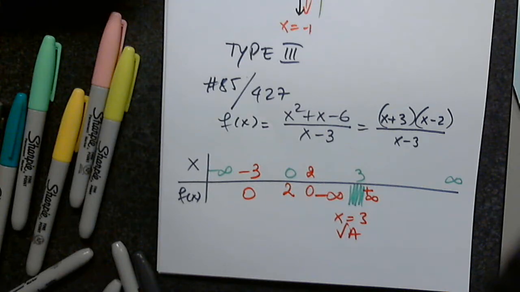So now here's the question. When the degree of the top is exactly 1 unit bigger than the degree of the bottom, there is no horizontal asymptote. Type 3 does not have a horizontal asymptote. Only type 1 and type 2 have horizontal asymptotes. This one does not. Here's what happens here.